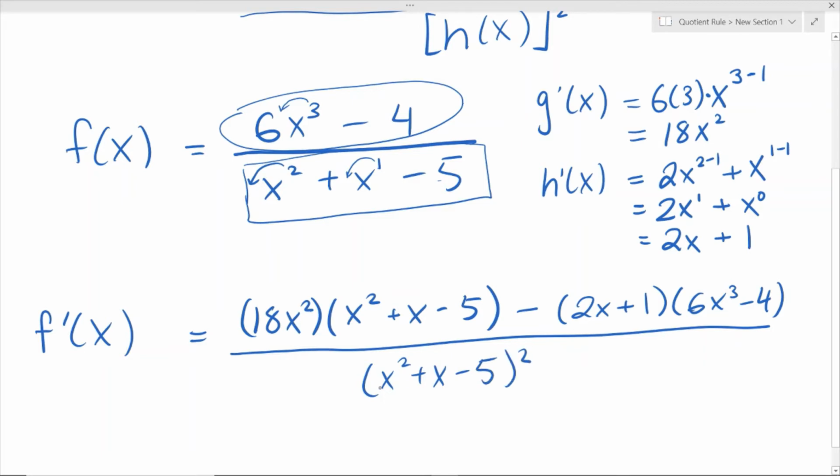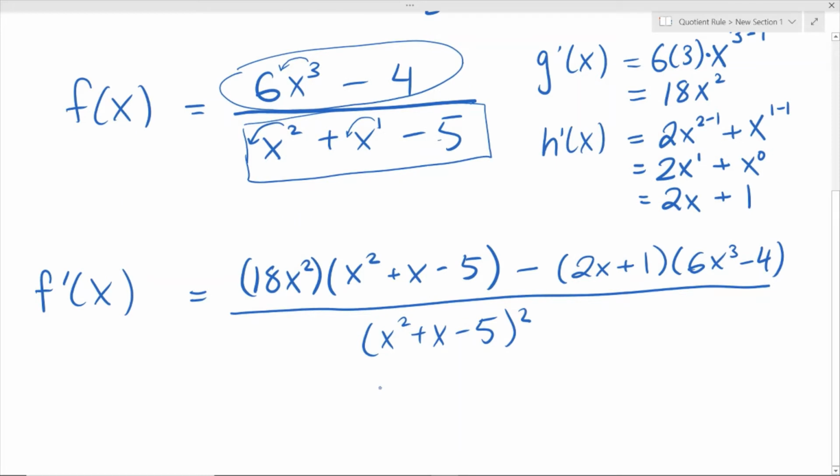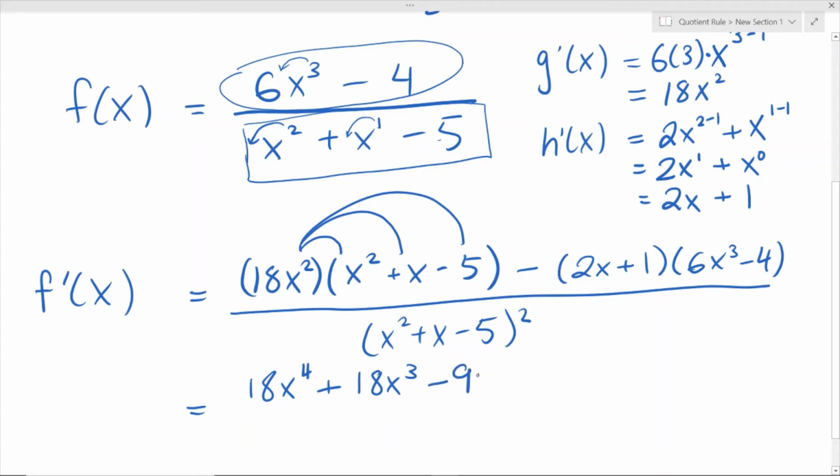And now we have found f prime of x, and if you want to simplify it, what you have to do is use the distributive property. So we'll distribute this here and here. So 18x squared times x squared is 18x to the exponent of 4. And then 18x squared times x is going to be 18x cubed. And then 18x squared times negative 5 is going to be negative 90x squared. And then here, this is negative, right?